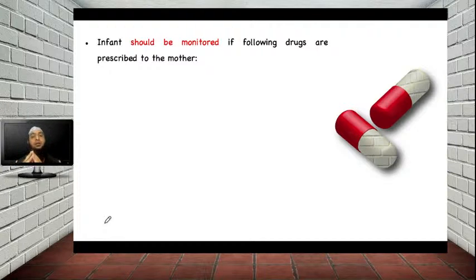So what you can do in such case, the infant should be monitored if drugs which are at risk are given to the mother. Now let's see why it is to be monitored and what could be the risk in case of the children if those drugs are given to the mother who is feeding milk to the child. So let's see one by one. So first category is the beta adrenoceptor antagonist.